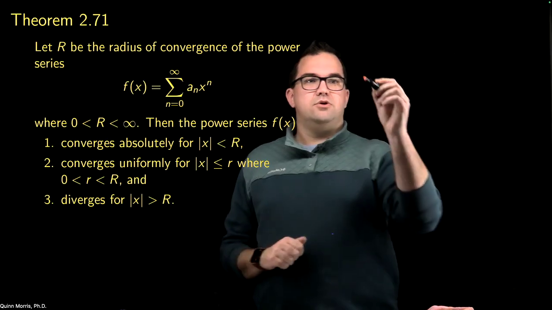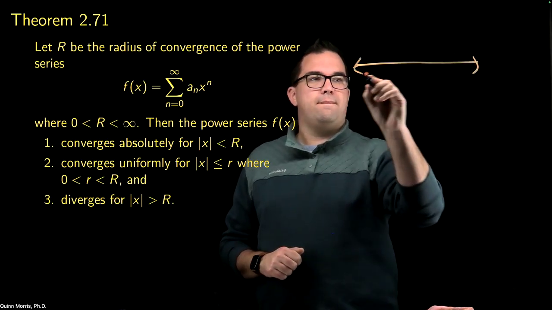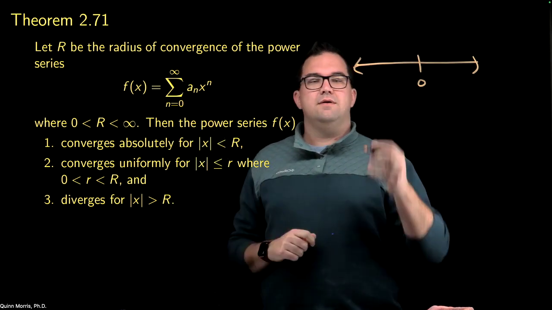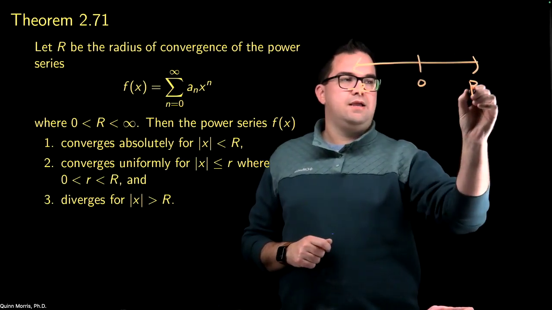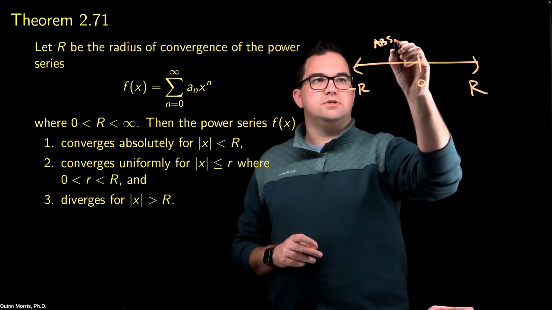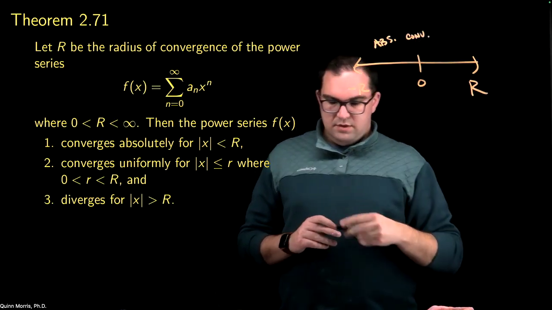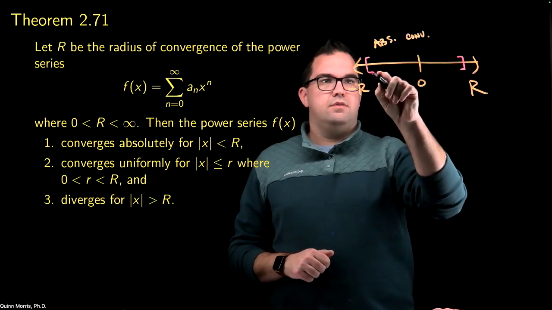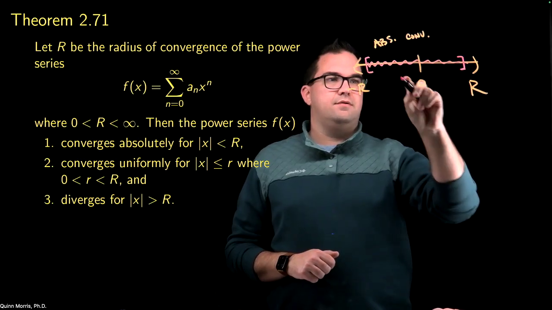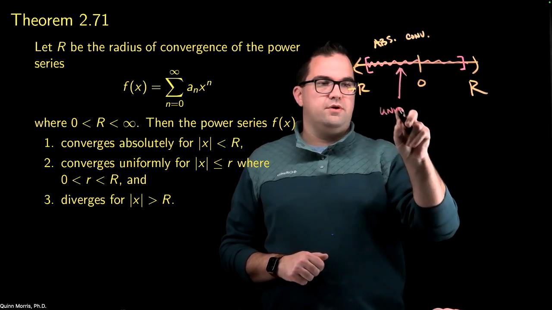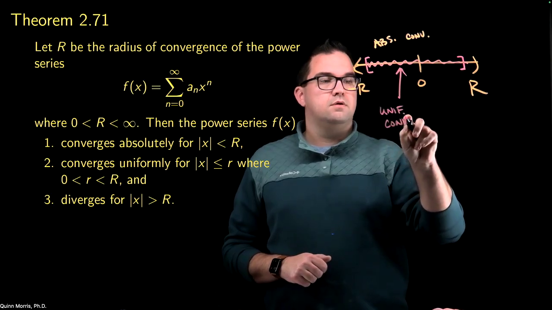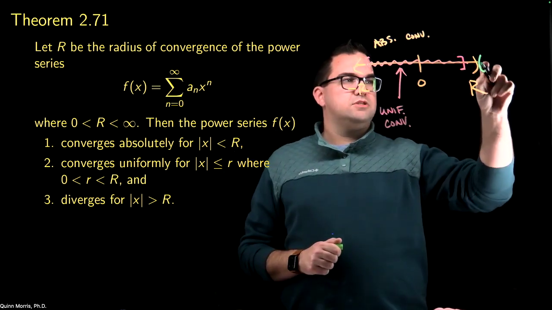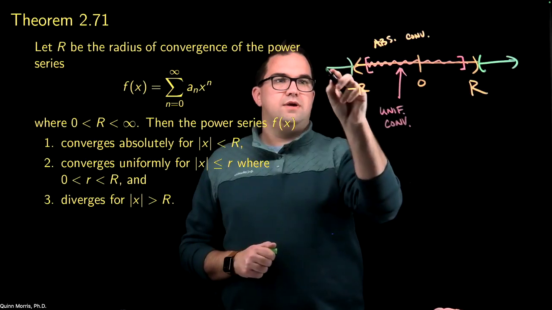So the idea here is, here we're doing this all centered at 0. You could do a similar thing centered at a, but between here and here, you get absolute convergence. If you pick any little r that's smaller than capital R, then on this pink closed set, you'll get uniform convergence. And then the last thing says outside of these, you get divergence.